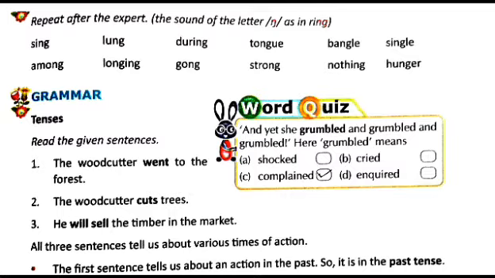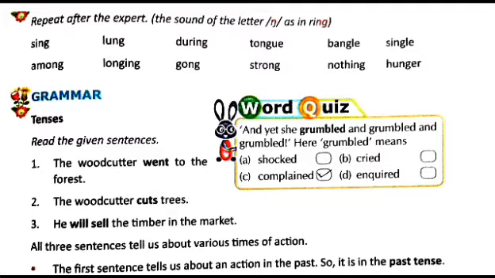A-M-O-N-G, among. L-O-N-G-I-N-G, longing. G-O-N-G, gong. S-T-R-O-N-G, strong. N-O-T-H-I-N-G, nothing. H-U-N-G-E-R, hunger. So we can see how the sound of N and G is there in all these words.